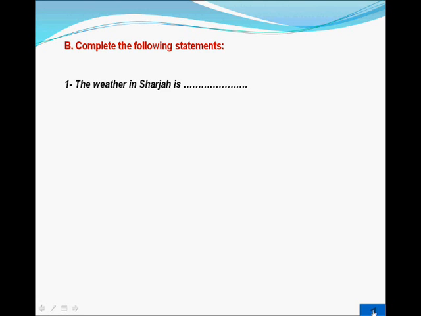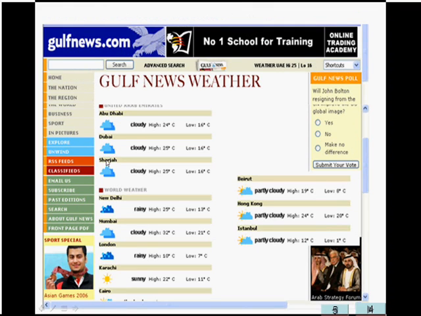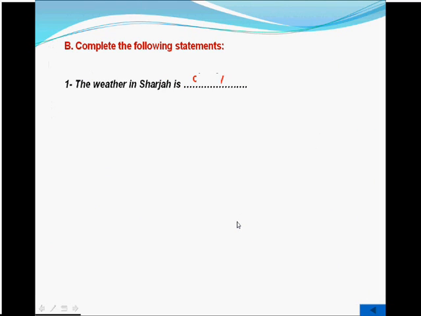Let's go back to the text here again. Let's look at the key words we have to look at, which is weather, definitely, and Sharjah. It's not any other city. So let's scan the passage. Remember, where is Sharjah? Yes. So what is the weather like? Very good. Let's go back to the text, to the questions. See the answer? Excellent. It's cloudy.